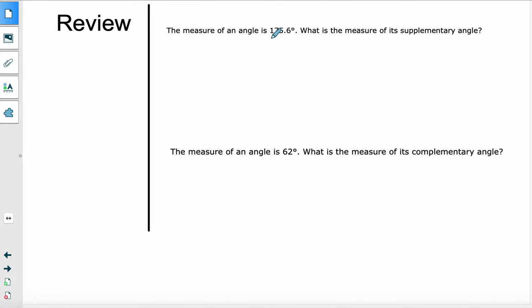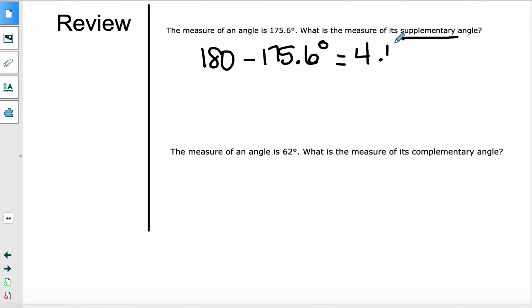The measure of an angle is 175.6. What's the measure of its supplement? Well, again, supplement is 180 minus 175.6. And I hope you're writing this down because it helps you to remember, is 4.4 degrees, because I will be checking your notes tomorrow. Last one, complementary. Again, complementary means 90 minus the 62. So my answer is 28 degrees.